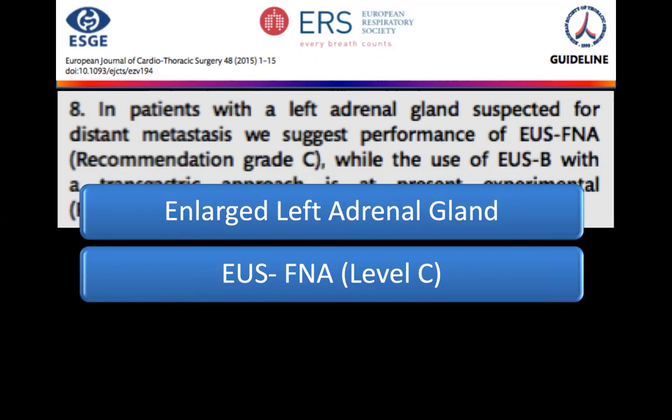But for an EUS FNA, you need a very experienced guy who can work his way around into the adrenal. Or the CT guided or an ultrasound guided biopsy is good enough. But you have to biopsy the adrenal.